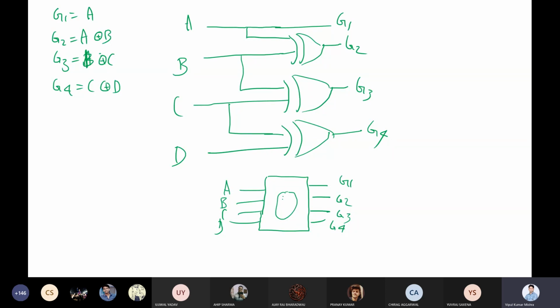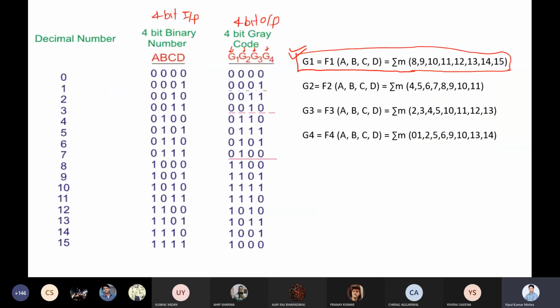Any doubt till this point? So here we need to understand the process, how we have made it. So let me go back again.